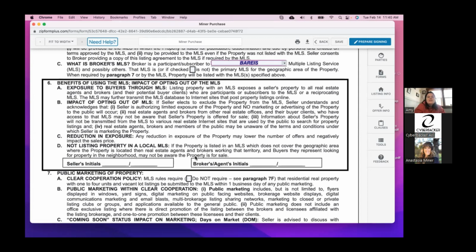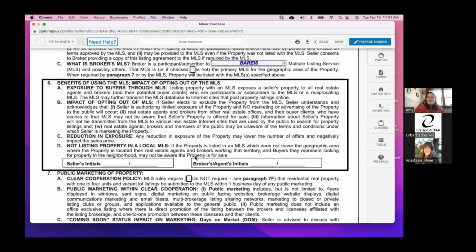The real estate agents and brokers from other real estate offices and their buyer clients who have access to that MLS may not be aware that the seller's property is offered for sale. Information about the seller's property will not be transmitted from the MLS to various real estate internet sites that are used by the public to search for property listings, and real estate agents, brokers, and members of the public may be unaware of the terms and conditions under which the seller is marketing the property, right?